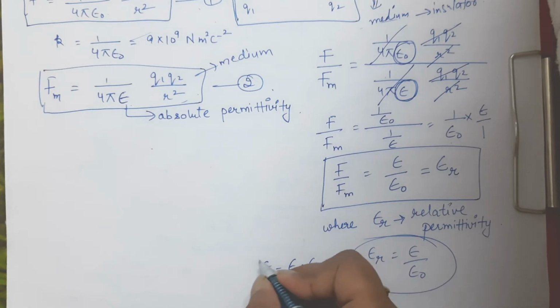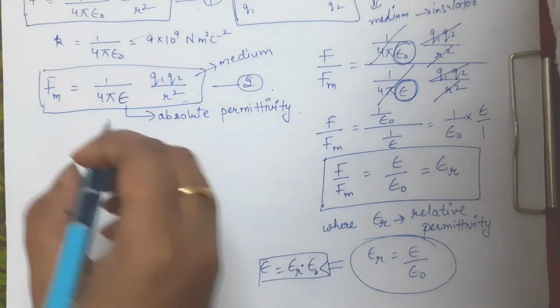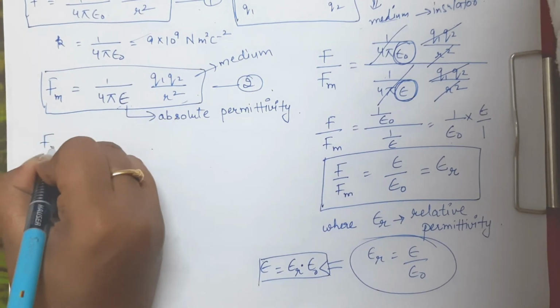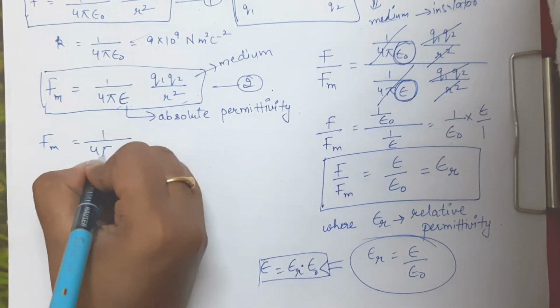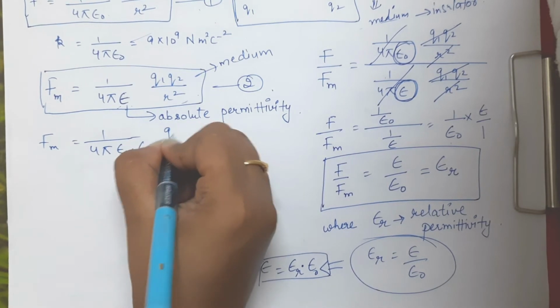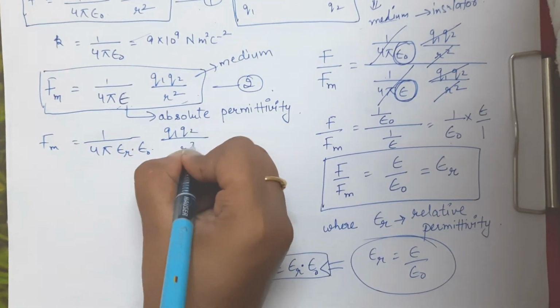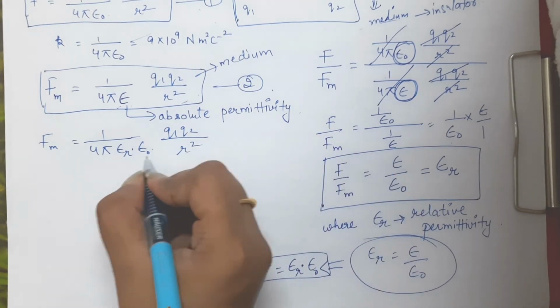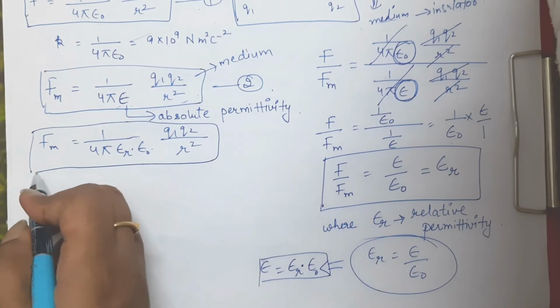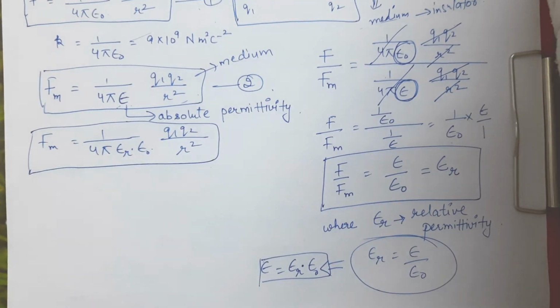Now I am going to substitute this value of epsilon here. So Fm will be equal to 1 by 4 pi epsilon r into epsilon naught Q1 Q2 by r square. So if you know epsilon r and epsilon naught, then also you can find out the force acting between two charges which are present in a medium.